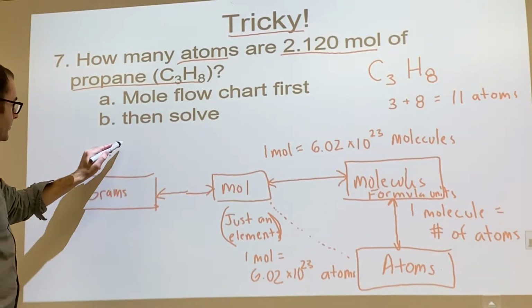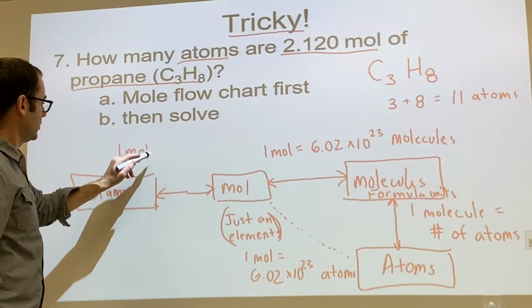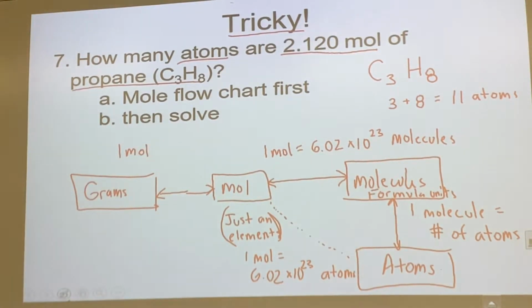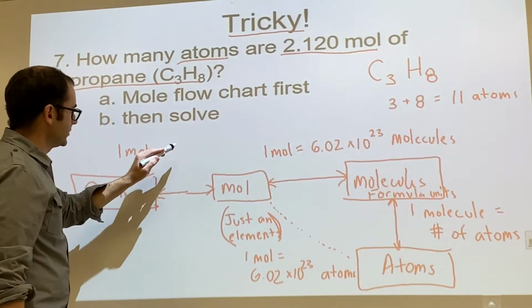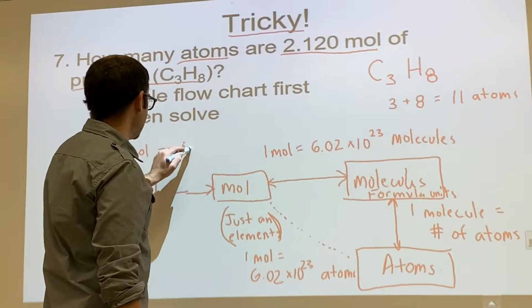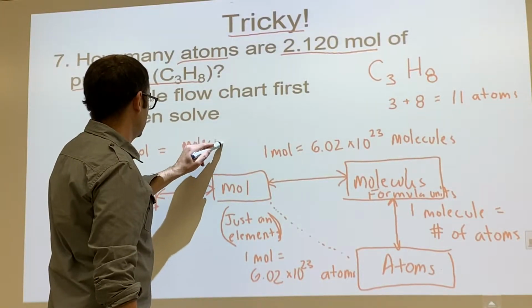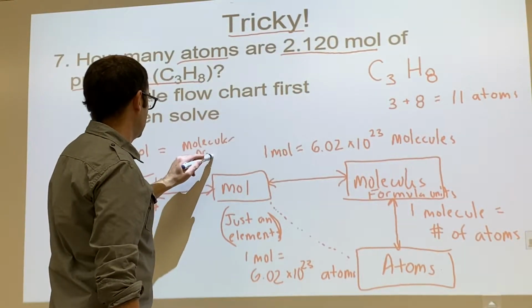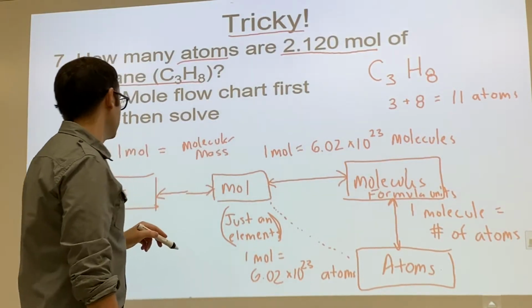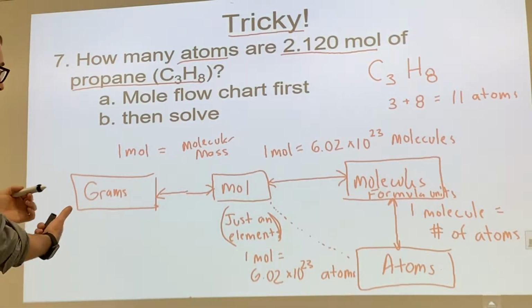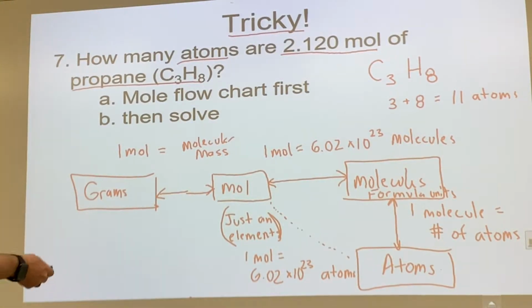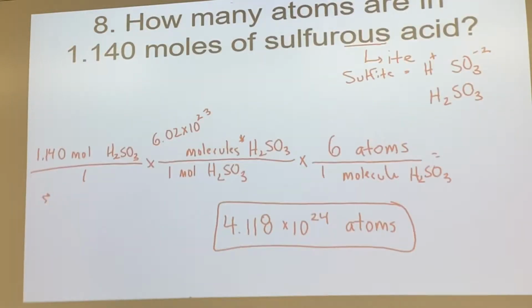So, 1 mole, it's always 1 mole in the mole flow chart. 1 mole equals the molecular mass. All right? And you're like, all right, that's not really useful, but I'm going to show you how to find molecular mass in a moment because you use the periodic table for that. All right? So let's flip back to where we were.